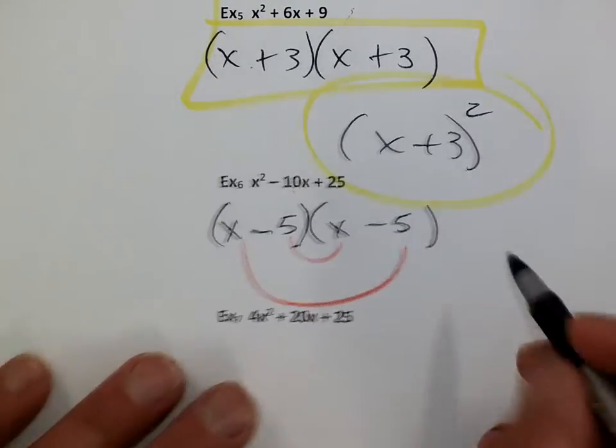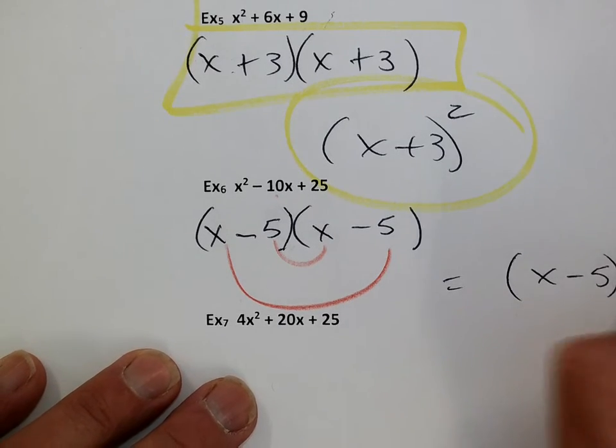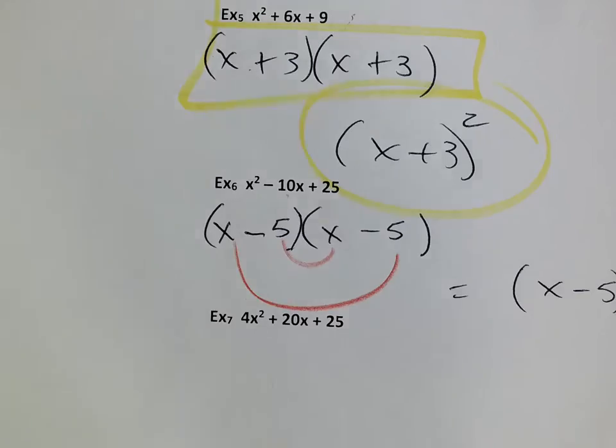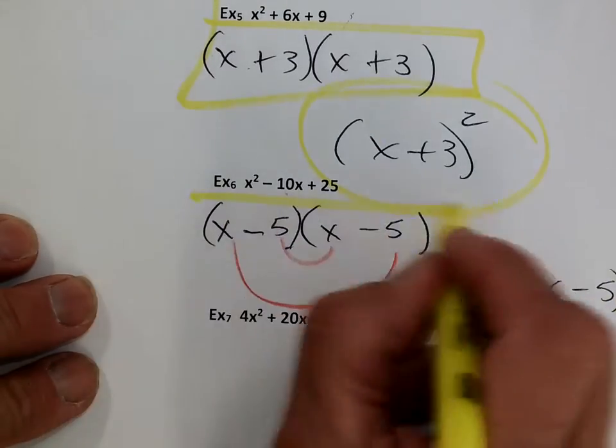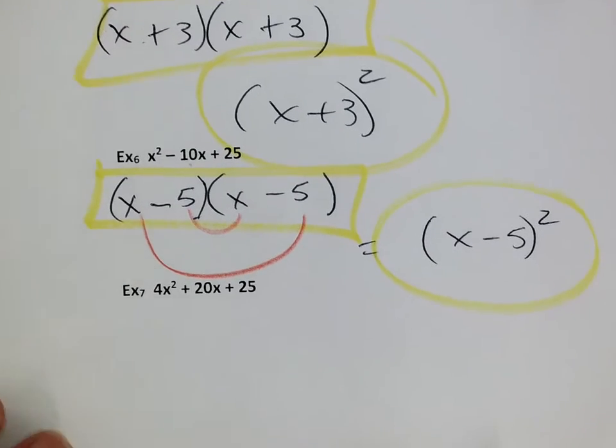Or, another way to write this, I would write this as x minus 5 quantity squared. You do not have to write it like this. It just looks better, okay? Or this. Either answer works for me, okay?